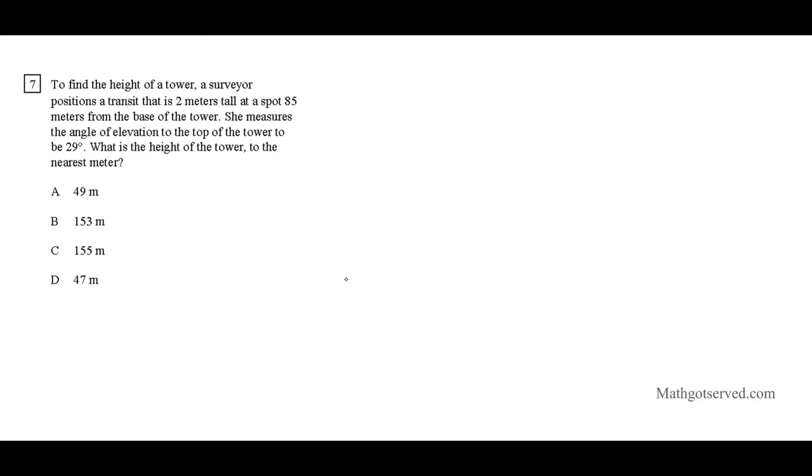So we have a transit positioned 85 meters from the base of a tower. So let's say this is a tower right here. So we have the transit is 85 meters away from the base of the tower. 85. The transit is not on the ground. The transit has a height of 2 meters. So the height of the transit from the ground is 2 meters.